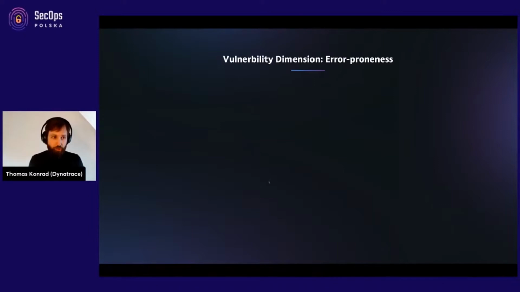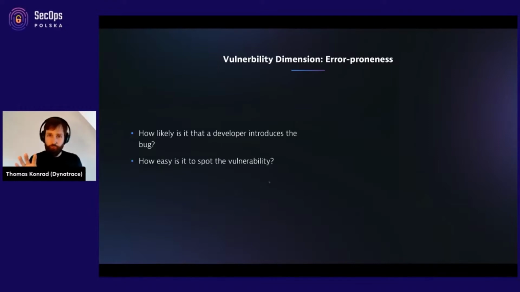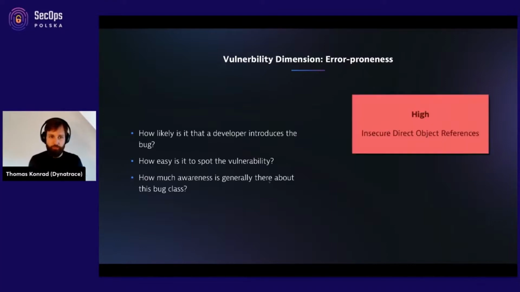So the question here is, how easy is it that the developer introduces this bug? How easy is it to spot the vulnerability? Because that code didn't have, from my point of view, something really obvious where you could say, oh, this is a problem here, right? You had to think, you had to look longer. Most of you probably, I don't know, I had to look longer when I saw this the first time doing a code review. So how much awareness is generally there about this bug class? How likely is it that this error happens?